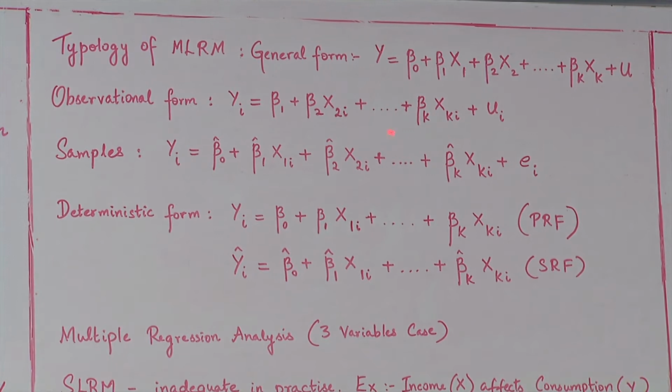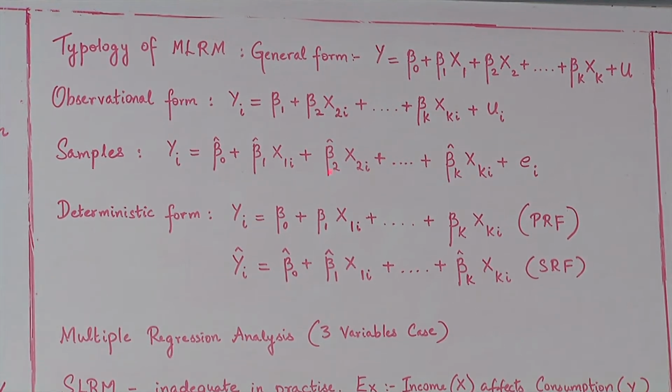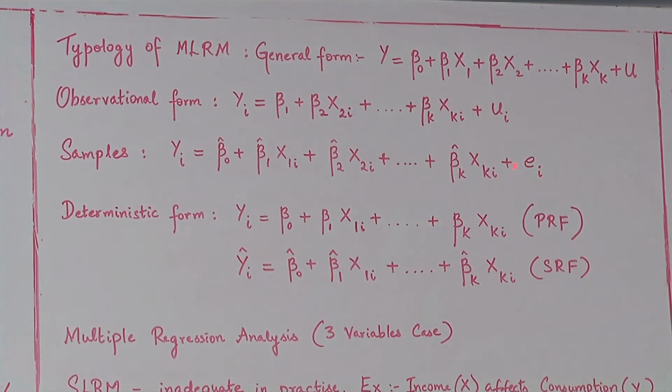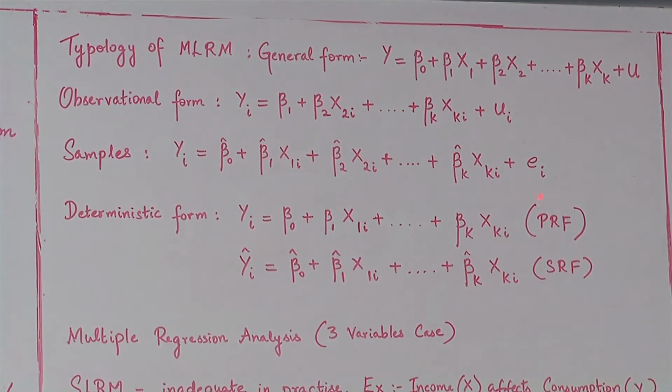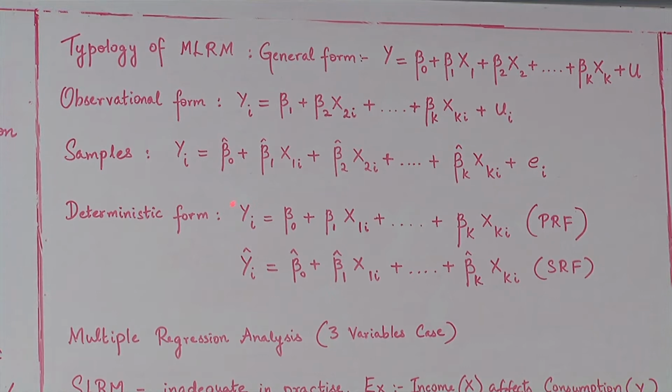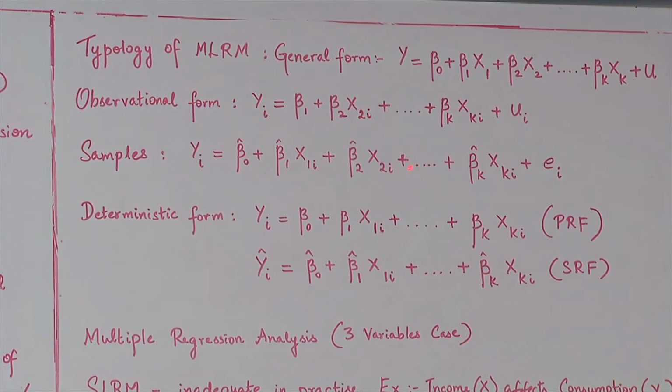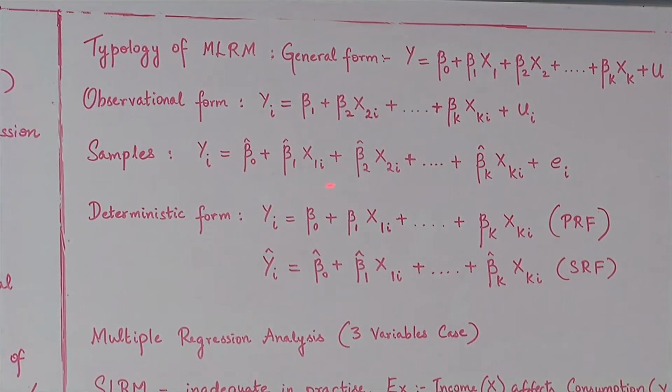cross section data. For samples, MLRM is written as y i is equal to beta naught hat plus beta 1 hat x 1 i plus beta 2 hat x 2 i plus etc. plus beta k hat x k i plus e i. So, here e i is the residual term, and if you look at i, again we have ith observations, and hat symbolizes the estimated coefficients.